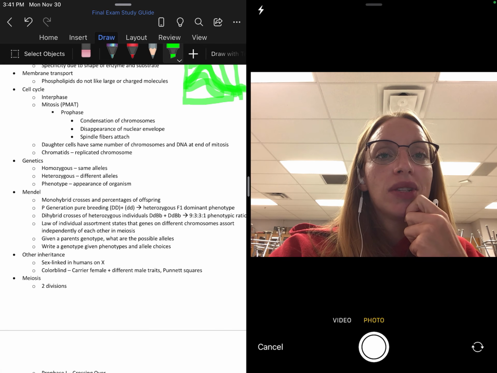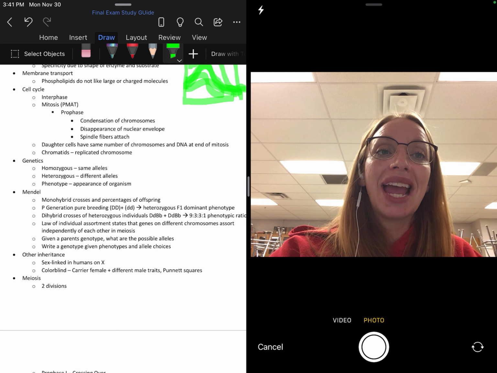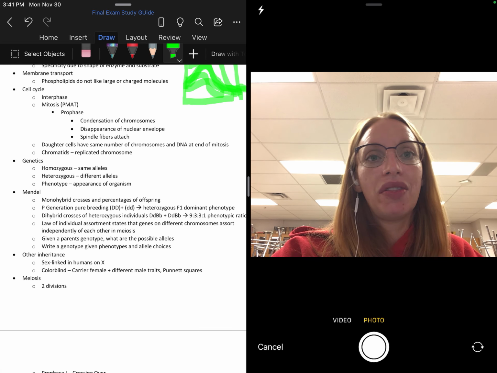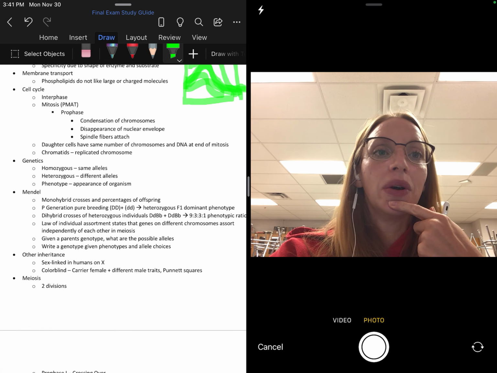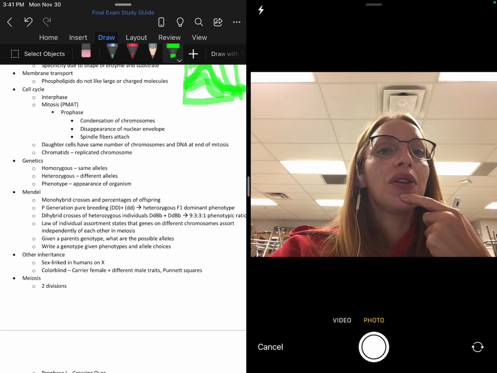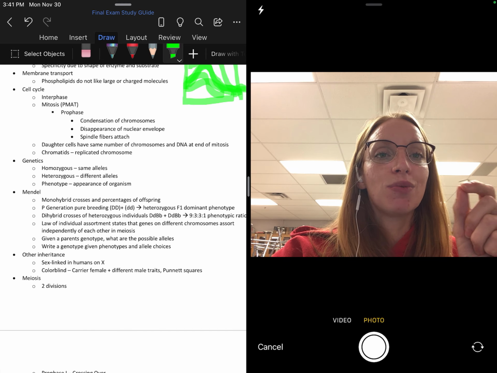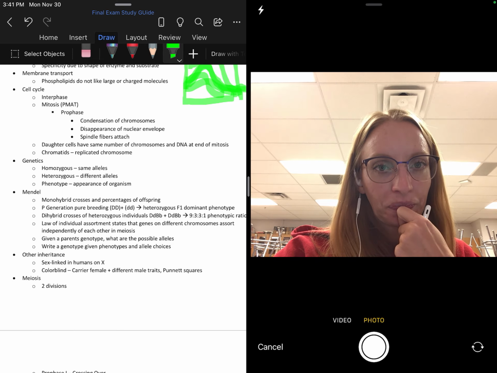Another fact you need to know is daughter cells will have the same number of chromosomes and DNA at the end of mitosis as what they did at the G1 step of interphase. And you need to know that chromatids are replicated chromosomes attached together at a centromere.